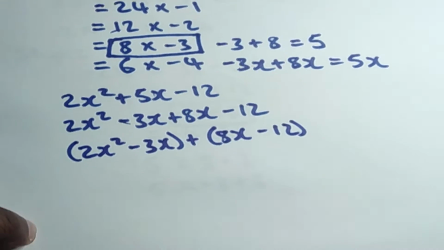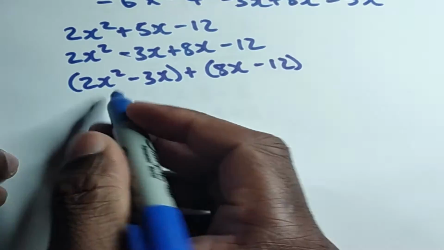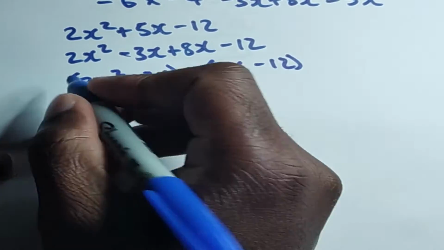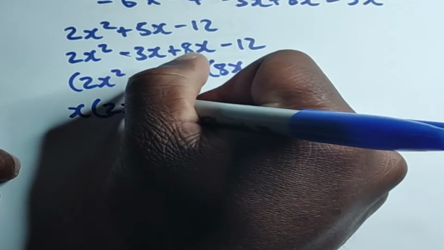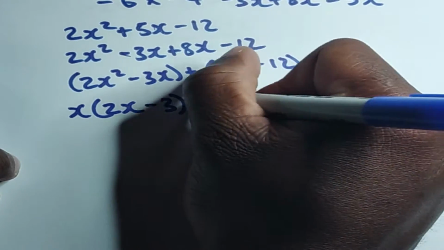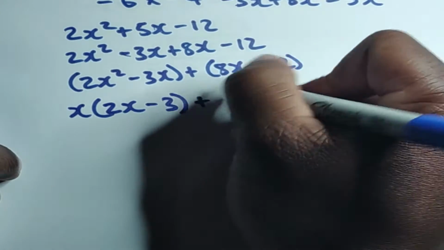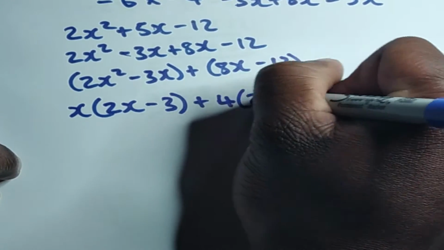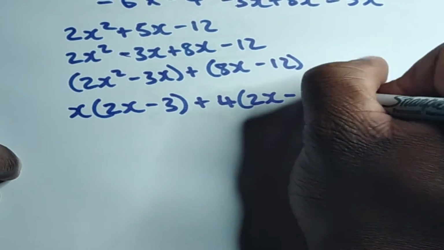Now, what else can we do? We can factor out what's common. In this, we know that we can get an x out of this. We can factor out x. If we factor out x, what would we be left with inside the bracket? We're left with 2x minus 3. Put back the plus sign there. What can we factor out of this? Now we can factor out 4. If we factor out 4, we'll be left with 2x minus 3.